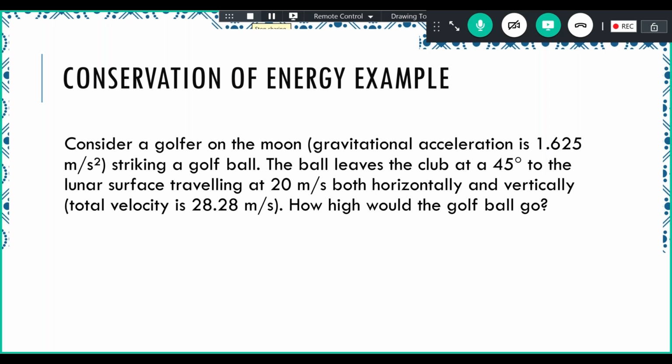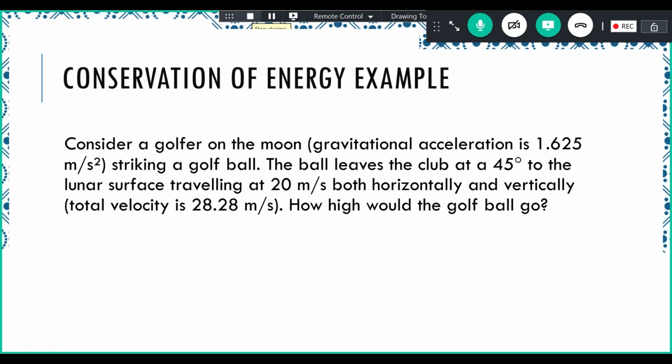So it's traveling 20 meters per second in the x direction, and then 20 meters per second in the vertical direction. So that means that the total velocity is 28.28 meters per second. I'm actually going to go through how you can also find that just using the angle and the velocity of 20 meters per second, so if you come across a problem like that, you know how to use trigonometry in that kind of way. So we want to find out how high the golf ball will go.